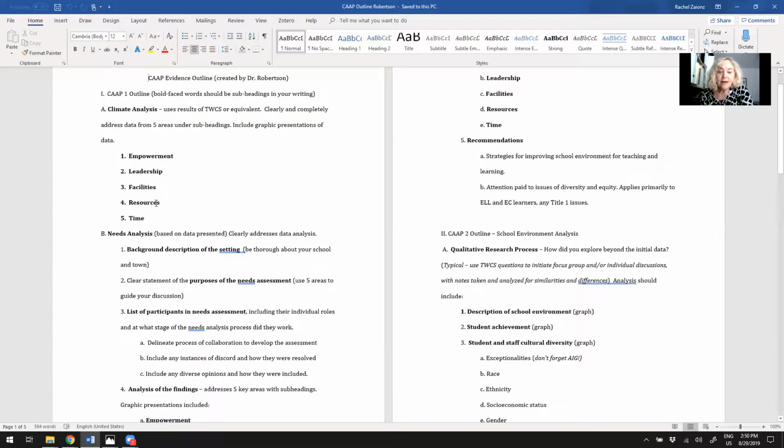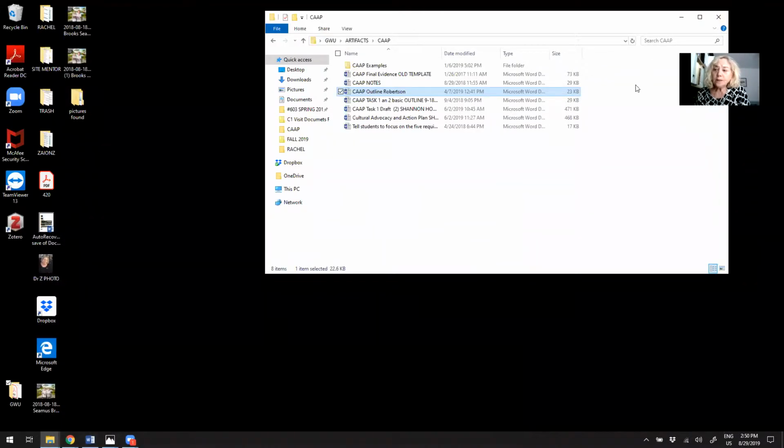So this is the outline that I'm going to send you, that if you take this and put it with your rubric, if you're trying to get ahead or an idea about how this is going to work, you can read through this piece with it. Let's go back.